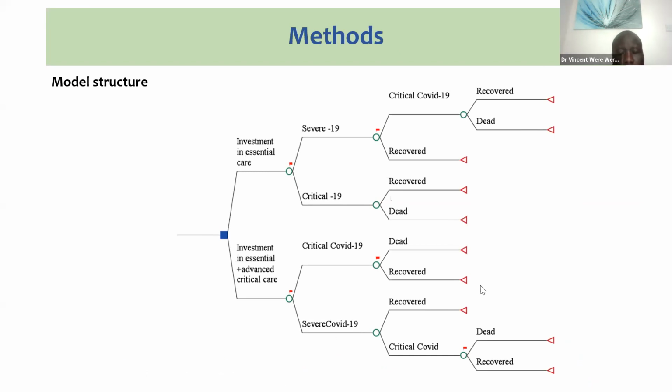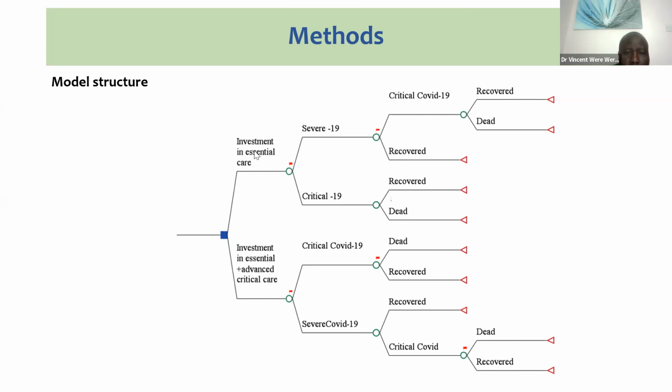And you will see it in the antimicrobial resistance studies that it has a diagram that is drawn like this. In the first diagram, you can see the blue box means that there is a decision to be made. We have two alternative decisions here. We want to invest in essential care for severe patients, and we also want to invest in critical care for ICU patients.